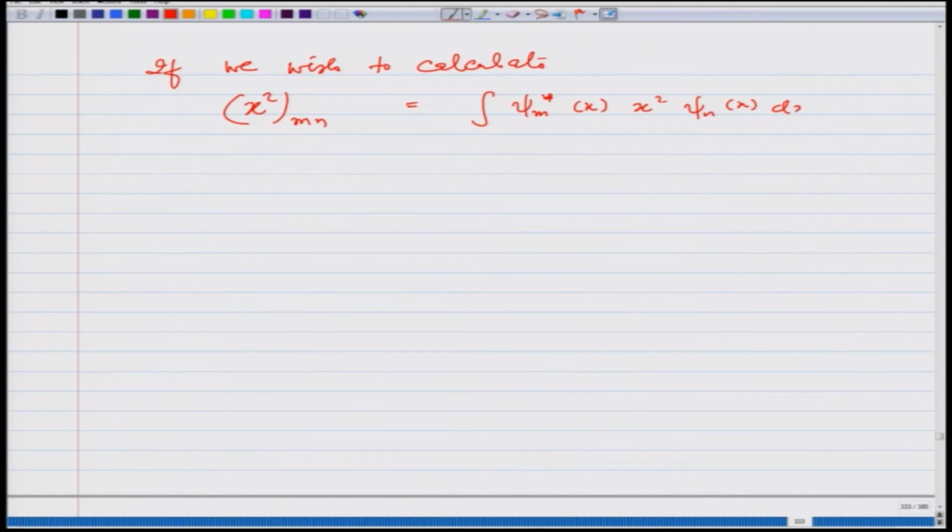So, if we wish to calculate x square mn, this is going to be nothing but the integral of psi m star x, x square, psi n x dx.